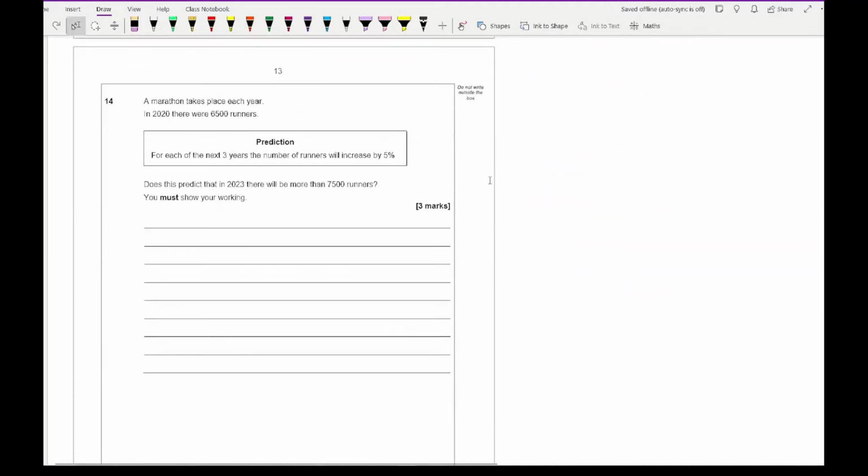Moving on to question 14, it says a marathon takes place each year. In 2020, there were 6,500 runners. For each of the next 3 years, the number of runners will increase by 5%. Does this predict that in 2023, there will be more than 7,500 runners? And we need to show our working out. So this basically is a compound interest question. The original amount is 6,500. We need to multiply, and it's increased by 5%, so 100% plus 5% is 105%, which as a decimal becomes 1.05. So I'm going to multiply that by 1.05.